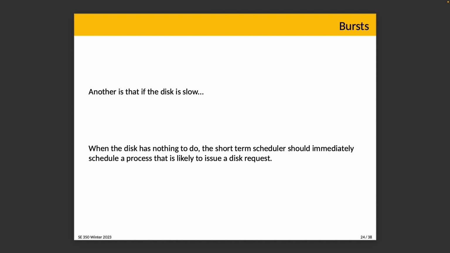Now, another thing is that if disk is slow, one of the things that we could do that would maximize the performance of the program would be to try as hard as we can to keep it busy at all times. And that would look like, effectively, if the disk is not busy, and there's no tasks waiting for the disk, immediately scheduling a process that's likely to issue a disk request, because our goal, as I say, is to keep it busy at all times.